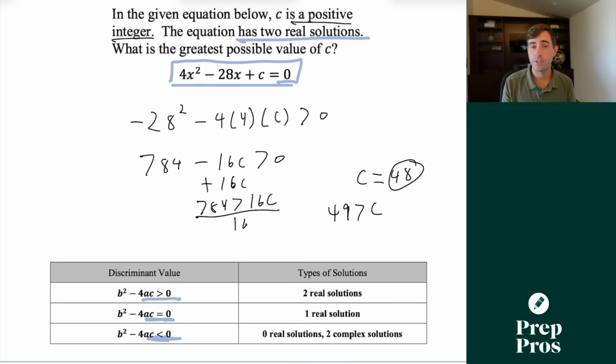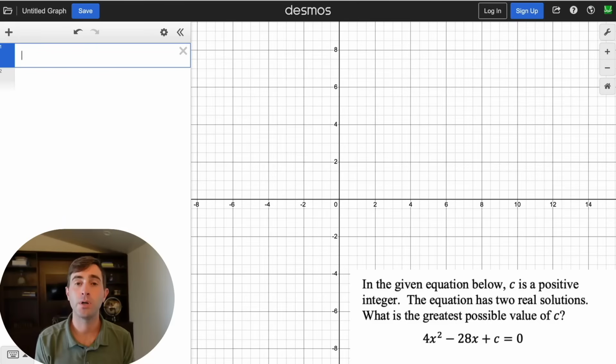Now we're going to hop over into Desmos and talk about another way you can work around these questions, using Desmos and a little bit of conceptual understanding. If we're going to use Desmos to help us with these discriminant questions, there's one really important concept we need to understand with how we can apply Desmos. And that's that for quadratics, your solutions are going to be represented as your x-intercepts.